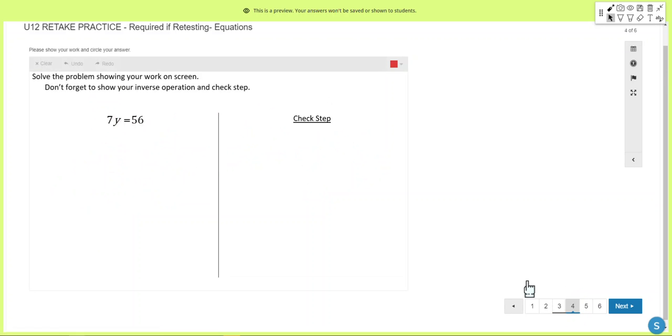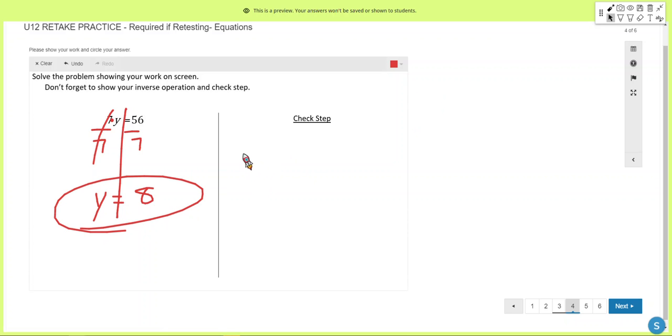Looking at problem number 4. Again, draw my line down the middle. This right here, when they're smushed, I can draw a little tiny dot, and that means multiply. So I have 7 times y. The inverse of multiply would be divide. So I'm going to divide by 7 on both sides. 7 divided by 7 would be 1y. So just a y. And then 56 divided by 7 would be 8.